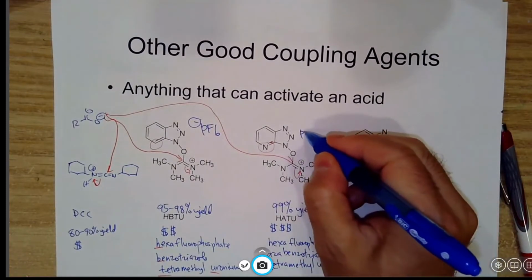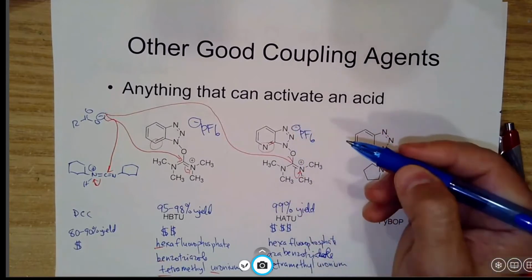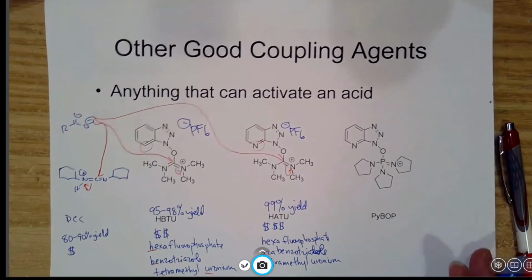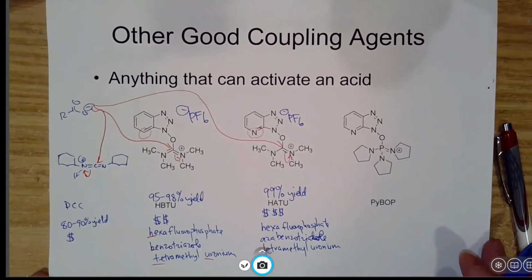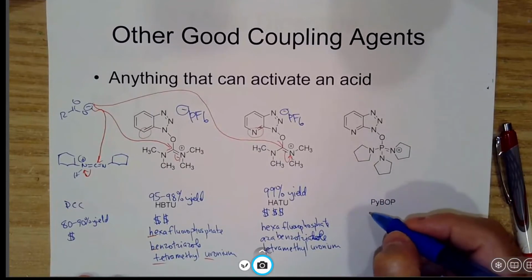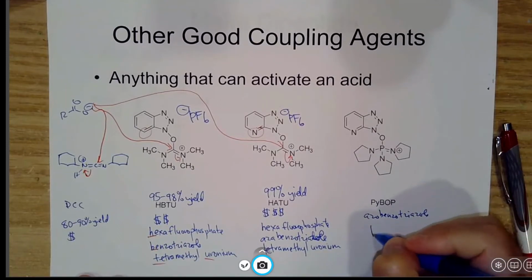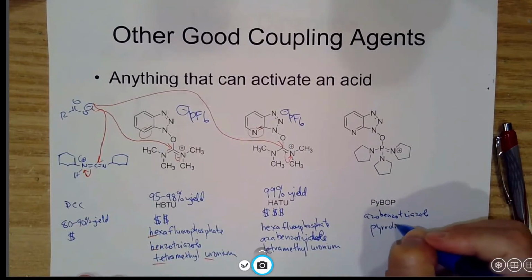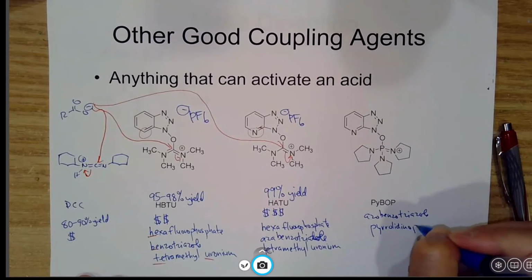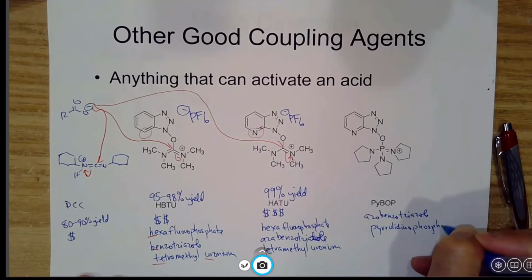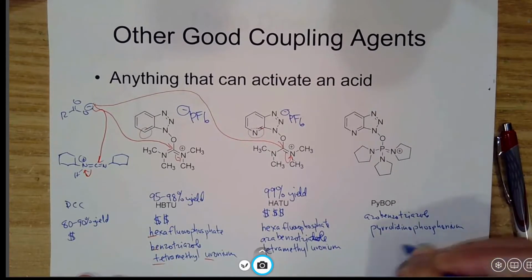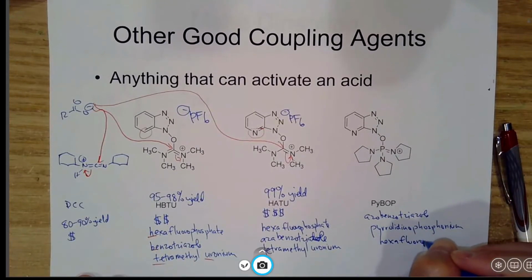And you also have, of course, that hexafluorinated phosphorus group. The last one I want to talk to you about is something called PyAOP, which is an azobenzotriazole pyrrolidino phosphonium hexafluorophosphate.